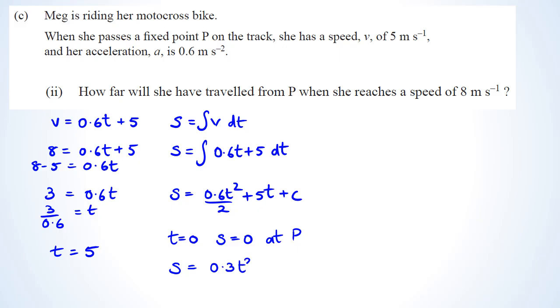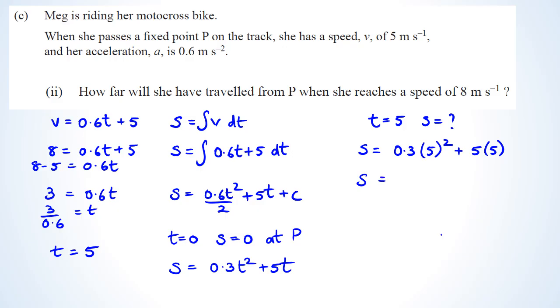Which means our formula for s would then become 0.3t squared plus 5t. We are trying to figure out how far she will have traveled from P when she reaches a speed of 8 meters per second. We know this happens when t equals 5, and we're trying to figure out what s is. So s equals 0.3 times 5 squared, plus 5 times 5, and this simplifies to 32.5 meters.